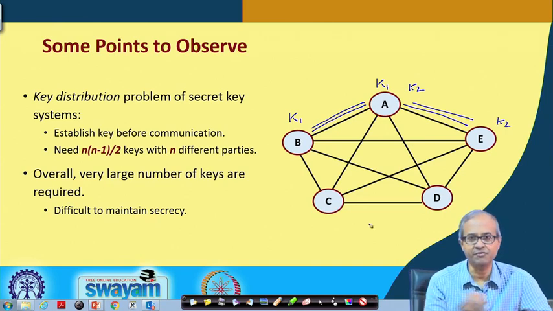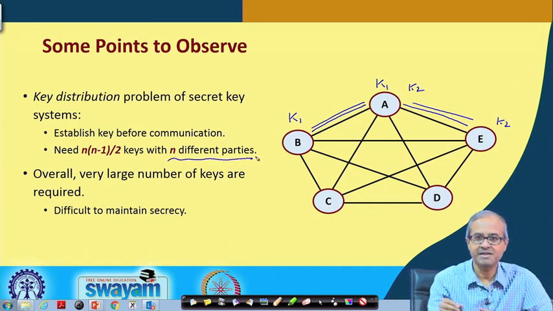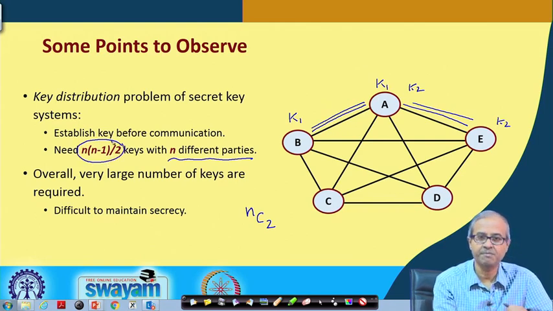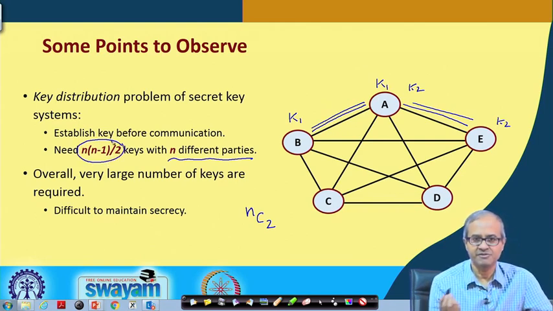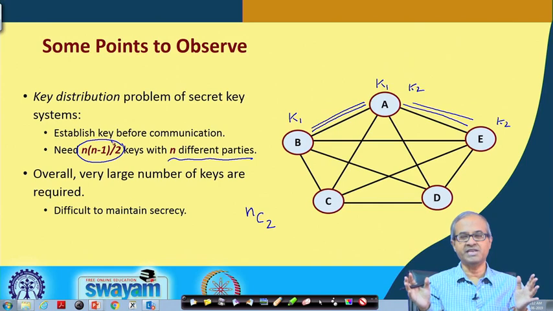So, like this k3, k4, k5, for every pair of sender and receiver, there will be a different value of secret key. So, in general, for n different parties, the number of distinct keys will be n choose 2, nC2, which is nothing but n into (n minus 1) by 2. So, as you can understand, as the value of n grows, the number of secret keys that the network has to maintain will grow very large.